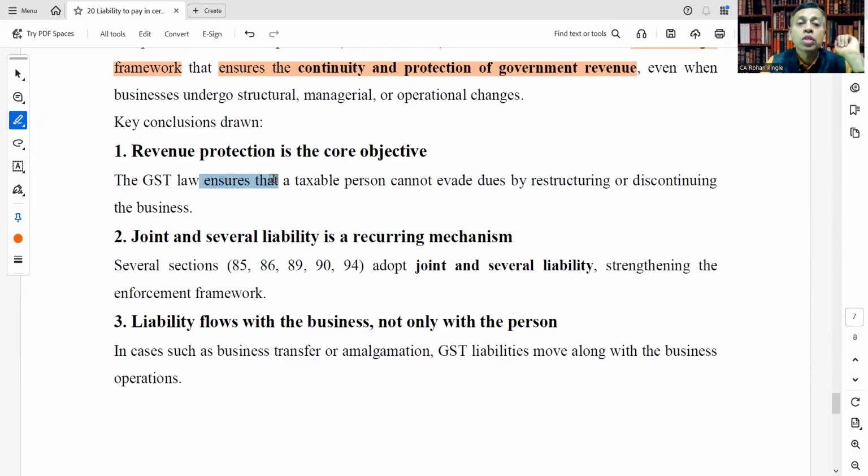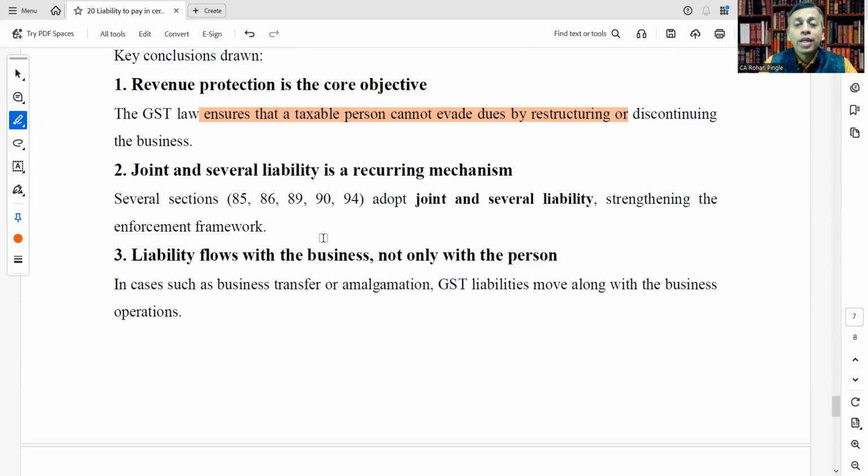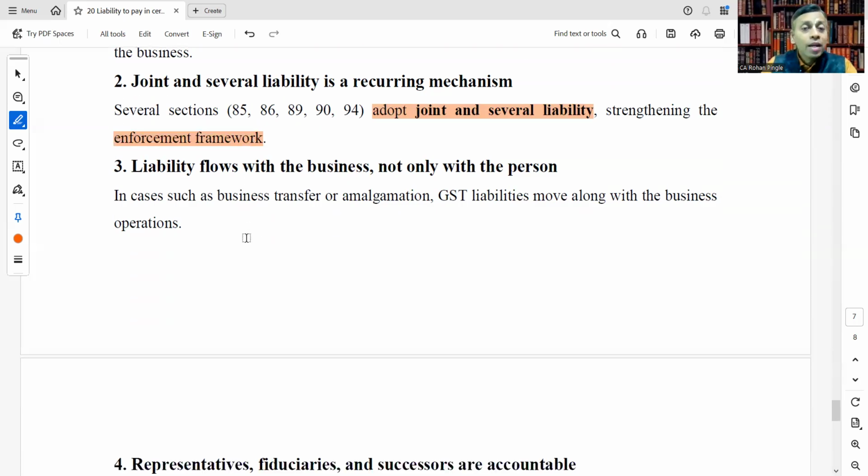The GST law ensures that a taxable person cannot evade dues by restructuring or discontinuing the business. Joint and several liability is a recurring mechanism. Several sections like 85, 86, 89, 90, and 94 adopt joint and several liability, strengthening the enforcement framework. Next, liability flows with the business, not only with the person. In cases such as business transfer or amalgamation, GST liabilities move along with the business operations.